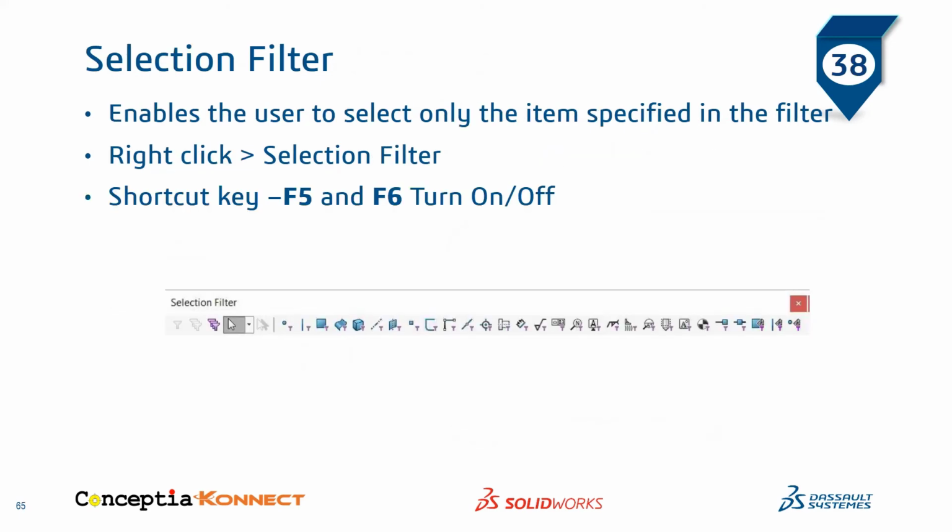Number 38. Selection filter. This enables the user to select only the item specified in the filter. It might be edges, faces, bodies or anything, but only the selected filter. Right click Selection Filter or shortcut key F5 and F6 for turning it on and turning it off.